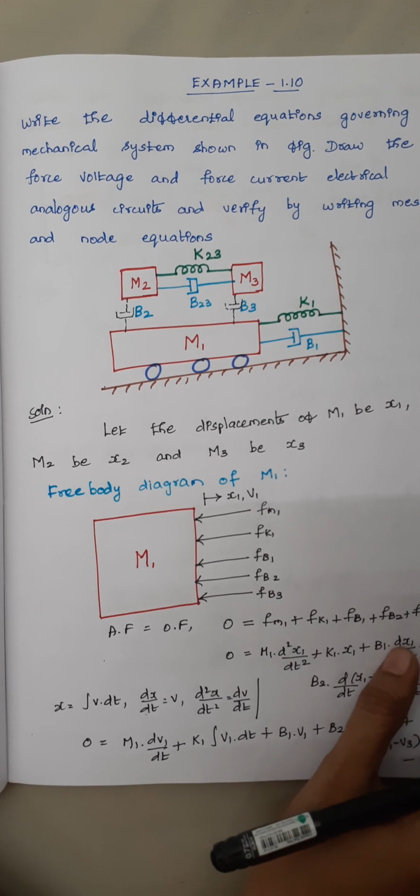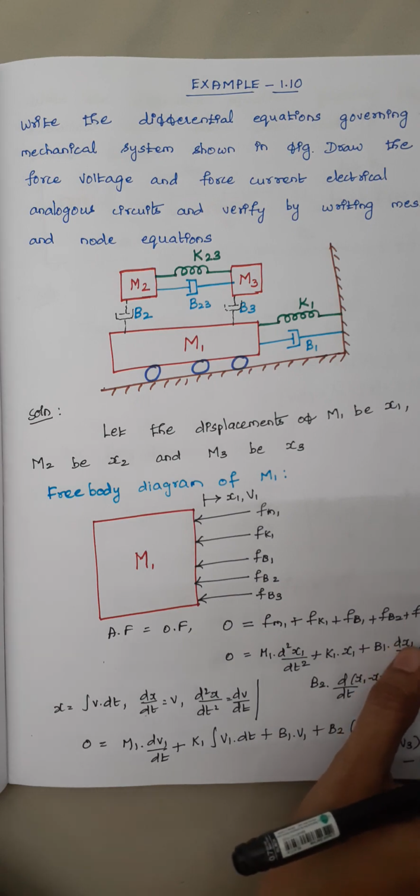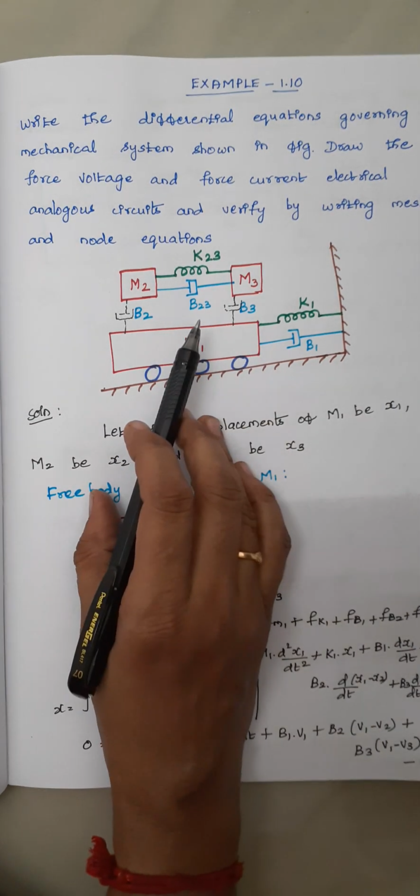Today we are going to solve this example 1.10 part 2. That is, I am going to draw the free body diagram of mass M2 and M3 in this video.